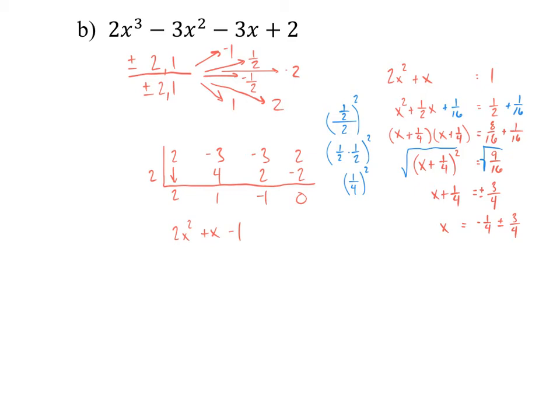So remember, it's asking for all the roots. So I know that one of my roots is 2. If I do negative 1/4 plus 3/4, that's going to give me 2/4 or 1/2. And if I do negative 1/4 minus 3/4, that's going to give me negative 4/4 or negative 1. And those are my 3 roots.